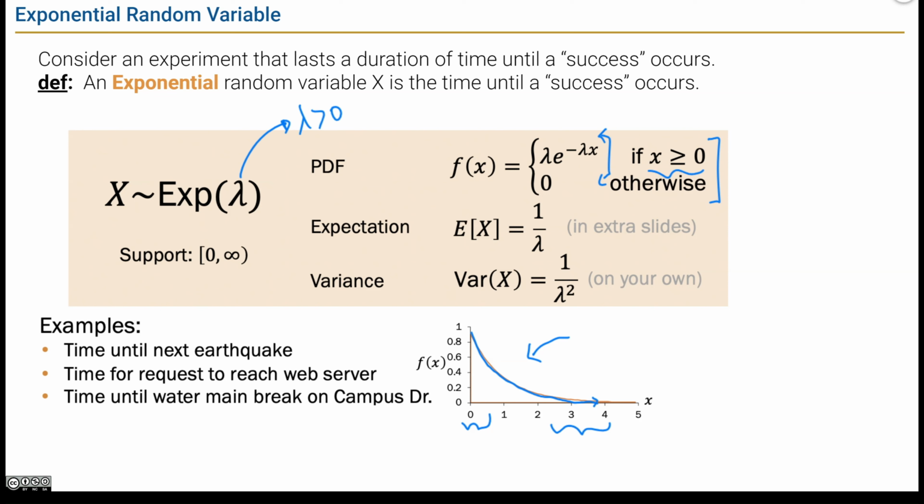All right, so good examples of things like this, where the occurrence of events are independent of one another, and they occur at some constant average rate, is like time until the next earthquake, or time for a request to reach a web server, or time for something to break on a given street.